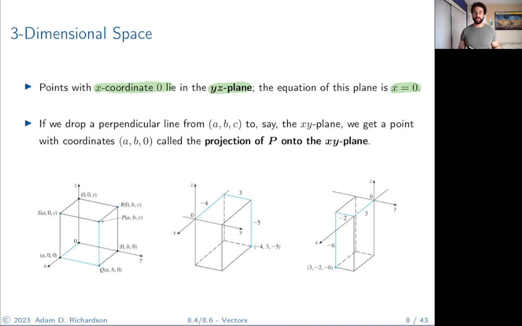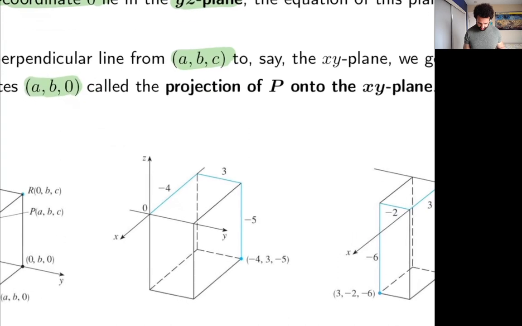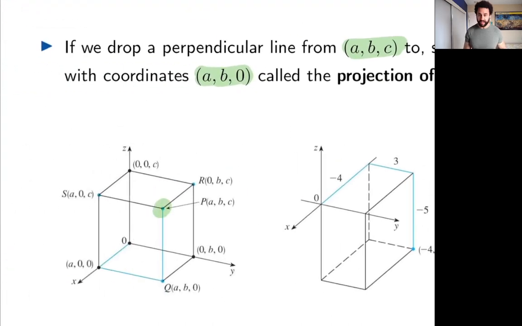All right, now if we drop a perpendicular line from the point (a, b, c) to, for example, the xy plane, then we get a point with coordinates (a, b, 0). And that point is called the projection of the point P onto the xy plane. So I'm going to zoom in here. So here's the point (a, b, c). And if we project that point downward onto the xy plane, we'll get the point (a, b, 0). So (a, b, c) became (a, b, 0) because we basically dropped the z coordinate down to 0. And that's what we call a projection onto the xy plane, just like that.